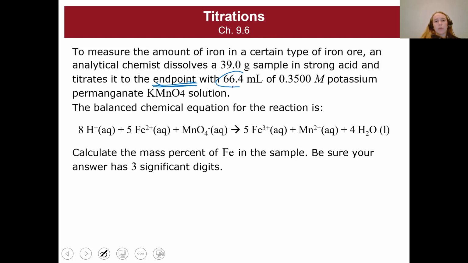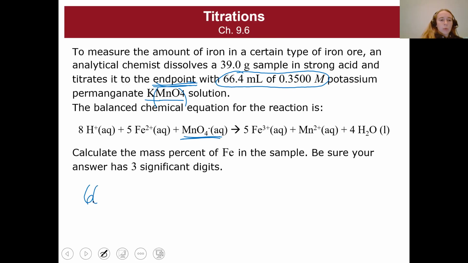So still, we're talking about where we've got equivalent moles of our reactants. So 66.4 milliliters of 0.3500 molar potassium permanganate. So those two things go together. We've got a volume and a concentration. Volume and concentration can get us to moles, and that'll get us to moles of permanganate. Potassium permanganate, permanganate, same difference. There's one permanganate ion in potassium permanganate because there's no parentheses here. Okay, so let's find the moles of permanganate and then go from there.